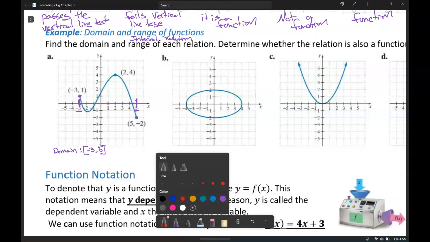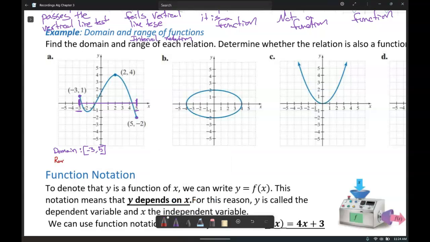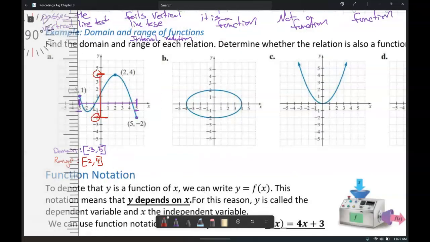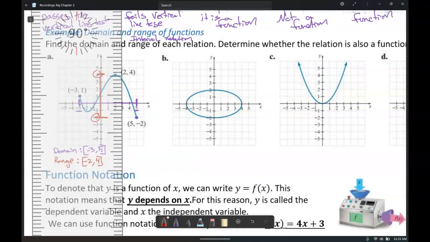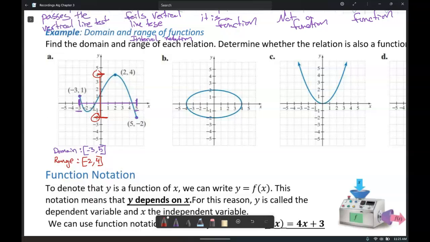Now let's take a look at range. Range refers to all of our y values. So we want to look at the y-axis and see the highest point on the y-axis and the lowest point on the y-axis. Our range goes from -2 to 4. -2 with a bracket to 4. And we can look and see that our graph passes the vertical line test. Therefore, it is a function.